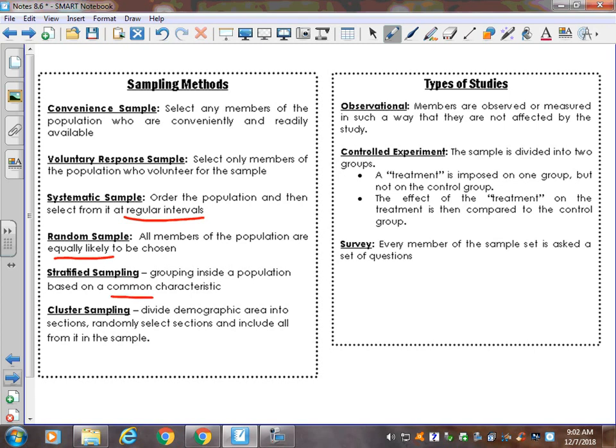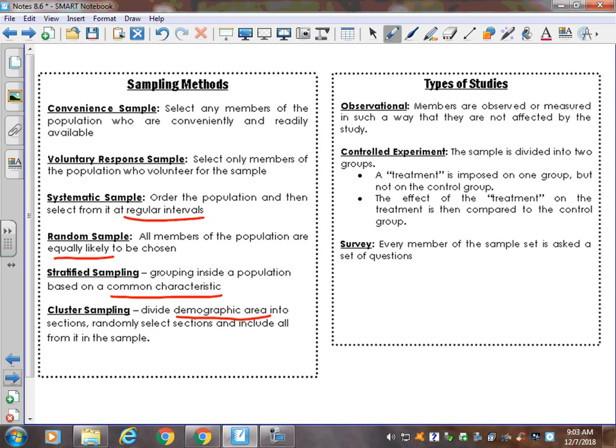Stratified, picking a common characteristic. For example, maybe I group everyone at North Stokes by what grade they're in, and then I ask the question to a few out of each grade. Or maybe I group them by what math they took this year, and I ask a few out of each math class the question. Clustering sample means you divide it up by a demographic area, meaning basically something about geography.